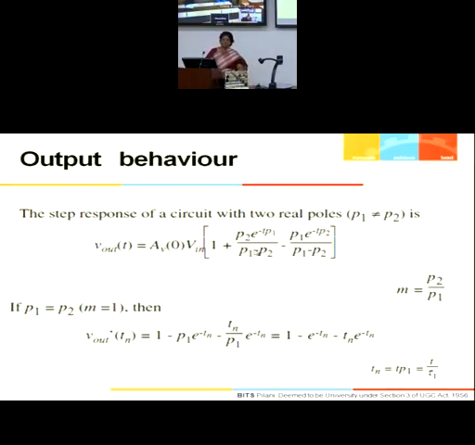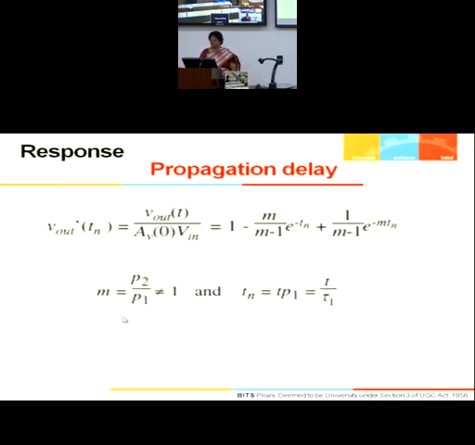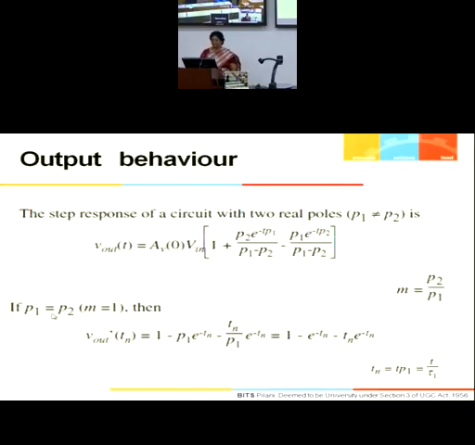If my two poles are close by, then I can work with an approximation that P1 is equal to P2. Though it is not a very correct approximation, we assume it because we just try to have an idea first of all. So we tried the simple case where we assume that P1 and P2 are overlapping each other, and then we try to solve this expression for V out of t, which gives me the expression for V out in terms of P1 equal to P2. We define a ratio M equal to P2 by P1. So in this case, this is going to be 1.